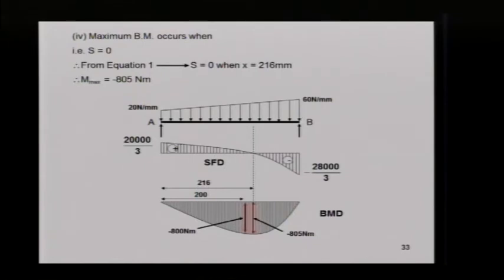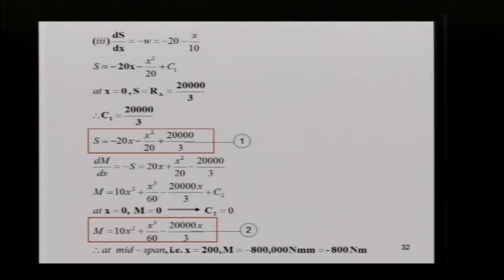And the maximum bending moment occurs, like I have been saying earlier, when shear force equals 0. So from equation 1, you put this equals 0, and then you will actually have to solve a quadratic equation, which I have not done here. You will get two values for x. One will not have a meaning. Either the value will be less than 0 or greater than 400 or something like that. That's what you will have.